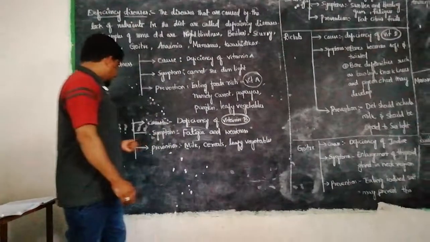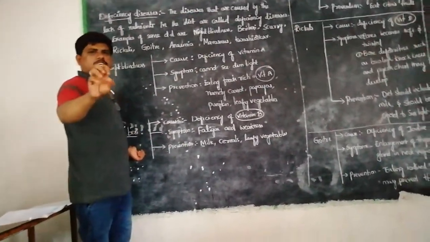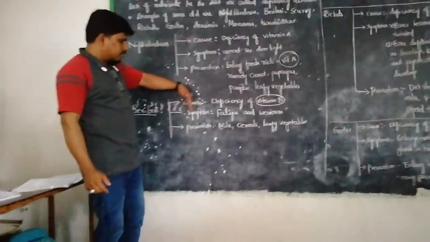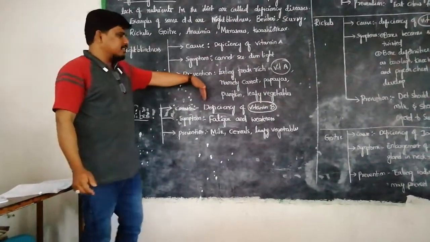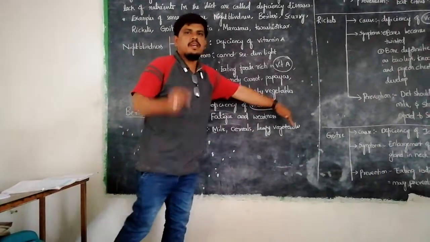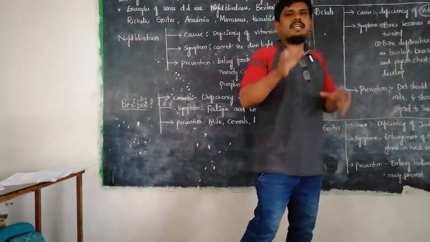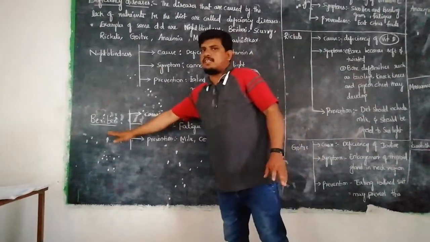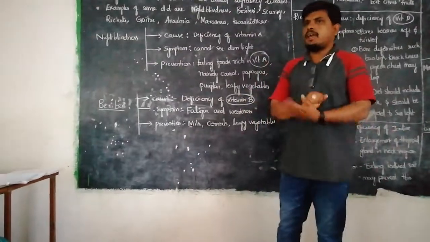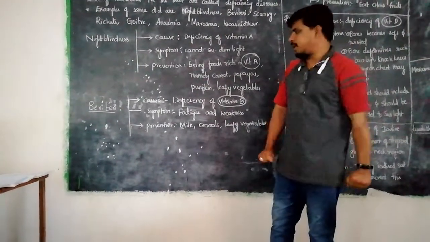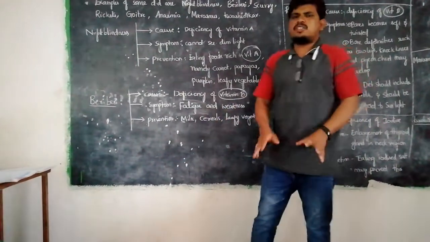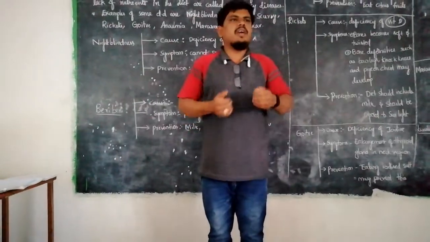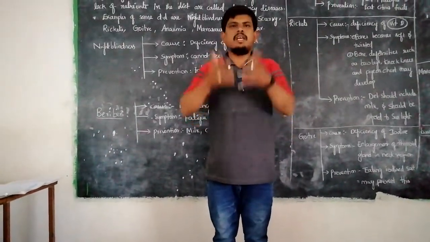And let us see the next one, that is beriberi. The name itself is a little bit twisted. Let us see the cause, symptoms and prevention. The cause is nothing but deficiency of vitamin B. If you are not eating vitamin B in your diet, then you are going to face the disease beriberi. Sir, how can we identify that a person is affected with beriberi? Fatigue and weakness. Generally, fatigue means more tiredness. Weakness means general weakness. He can't walk for a little distance. He gets weak.